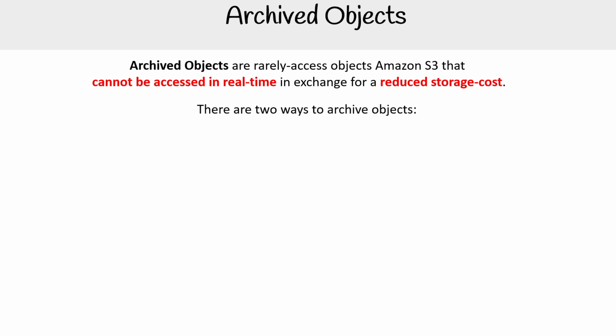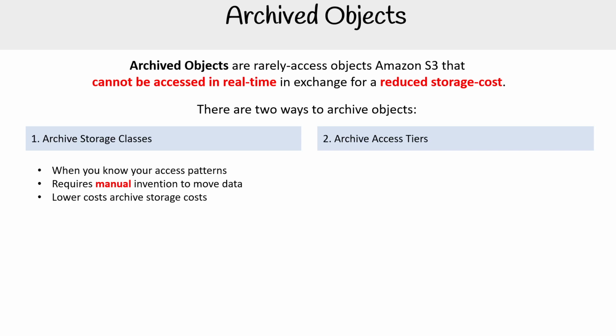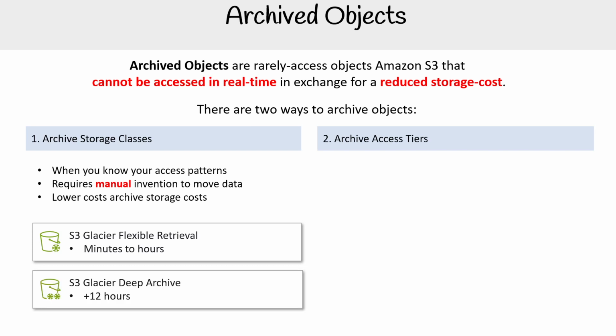So there are two ways to archive objects: archive storage classes and archive access tiers. You want to use archive storage classes when you know your access patterns, when it requires manual intervention to move data, or you're okay with doing that because you can programmatically do it, and you are looking for the lowest cost possible for archiving. Two of the things I'm showing here are S3 Glacier Flexible Retrieval, which is minutes to hours, and S3 Glacier Deep Archive, which is 12 plus hours.